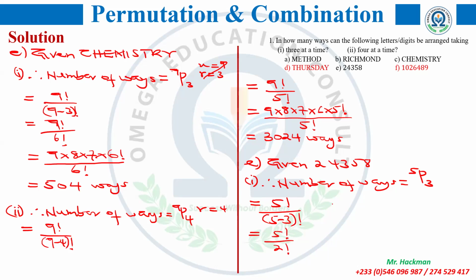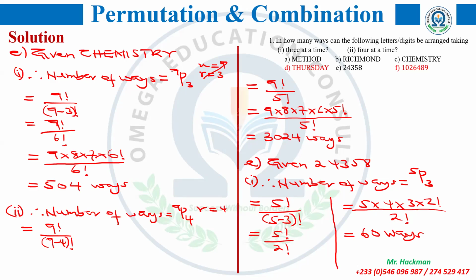Okay, so I'm going to assume this is my next page. In this case, we get 5 times 4 times 3 times 2 factorial all over 2 factorial. This cancels that. So it will be 5 times 4, 20. 20 times 3 will give us what? 60. Am I right? Yes. So 60 ways. That's all. It's not far.